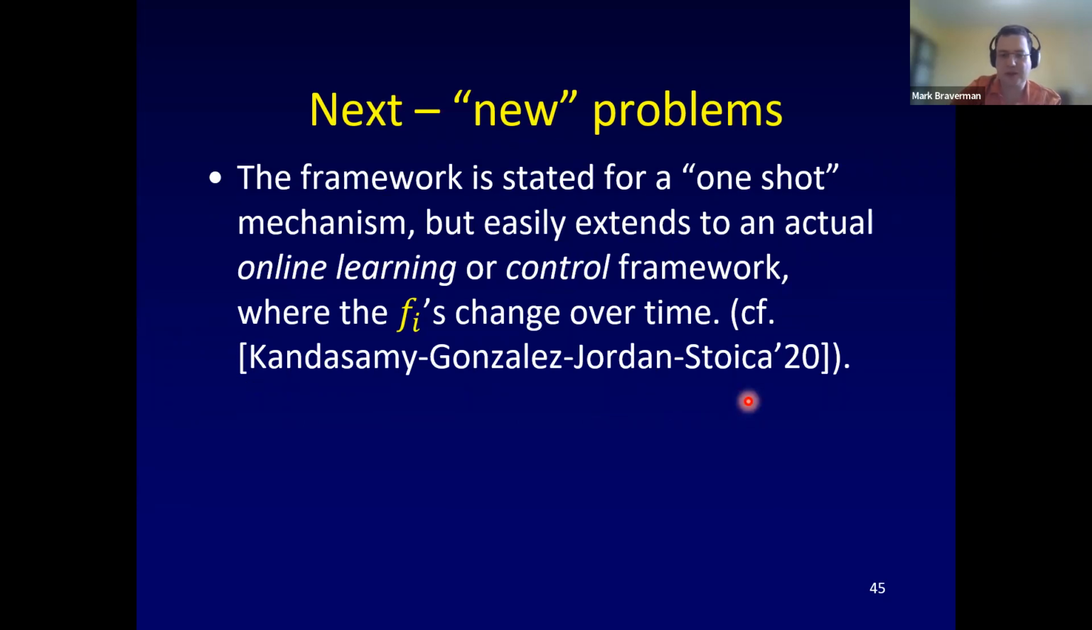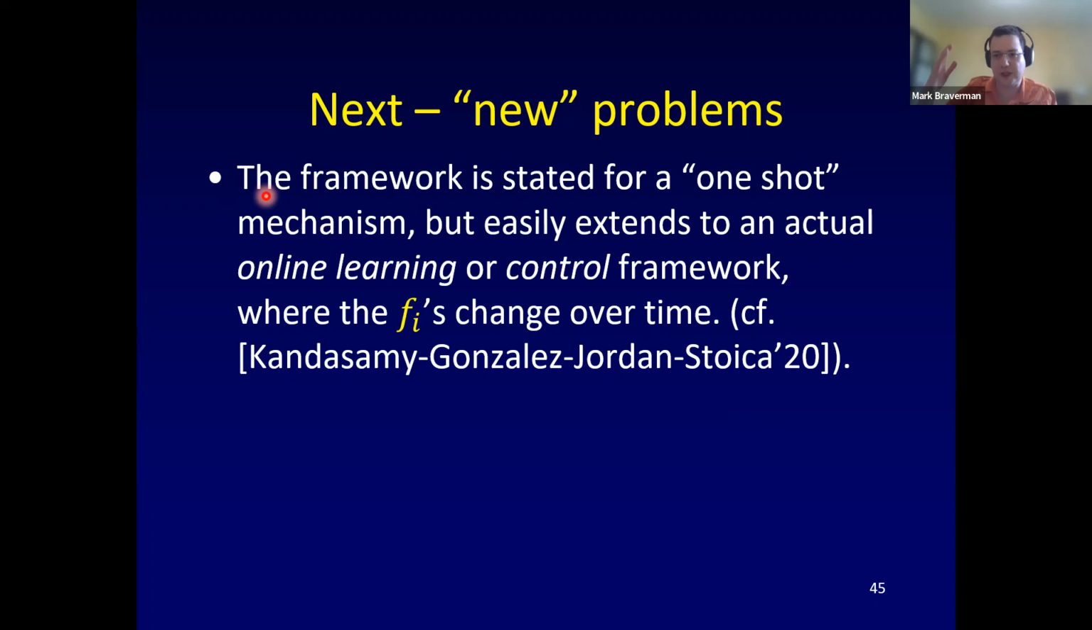So let me just wrap up with some new directions. The biggest challenges, I would say, are seeing what this framework actually gives for two-sided matching or for voting. And beyond that, this framework is stated for one-shot mechanisms, but unlike some other reductions, it is very easy to extend to an actual online learning or control framework.